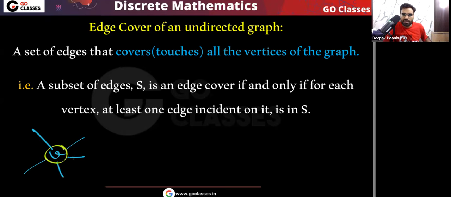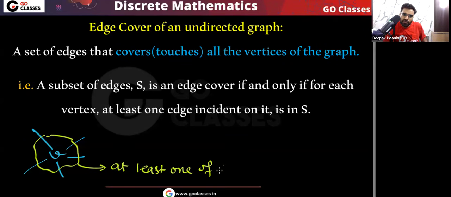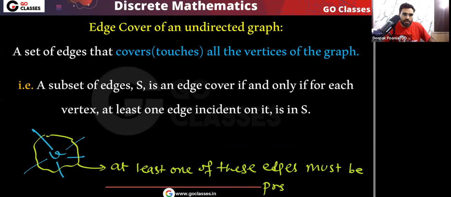So if I want to cover this vertex V, then look at these edges, at least one of them must be present in the edge cover. Yes or no? At least one of these edges must be present in the edge cover. I hope you understood this.